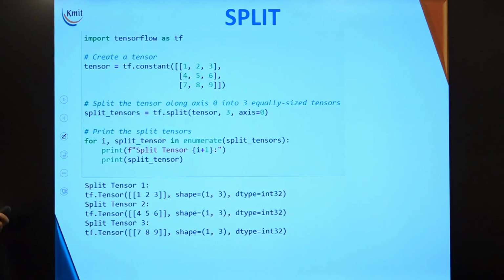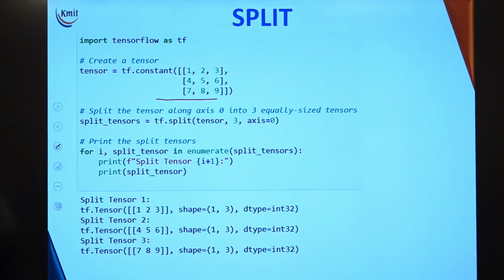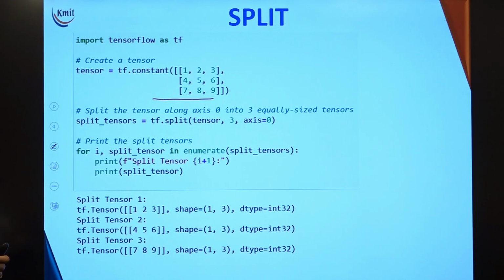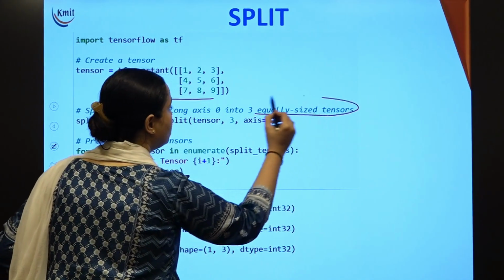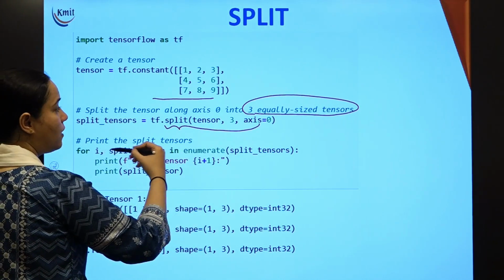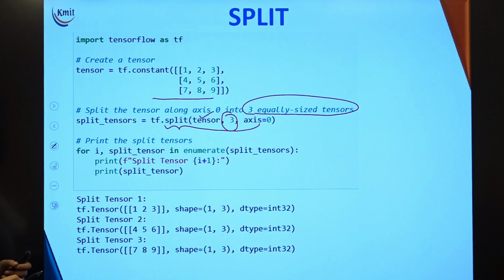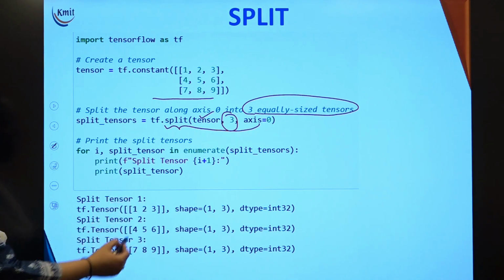Now quickly moving on and checking how you can use a split function. Here you can see I just created a very simple 3 by 3 tensor, and I want to split it into 3 equal sized tensors. The syntax I am going to use is the split function, the name of the tensor I want to split, and then just one integer value, 3. Once you do that, you can see I am going to split it into 3 equal sized tensors. The code is self-explanatory. So this is how you are going to use the split function for equal splitting.